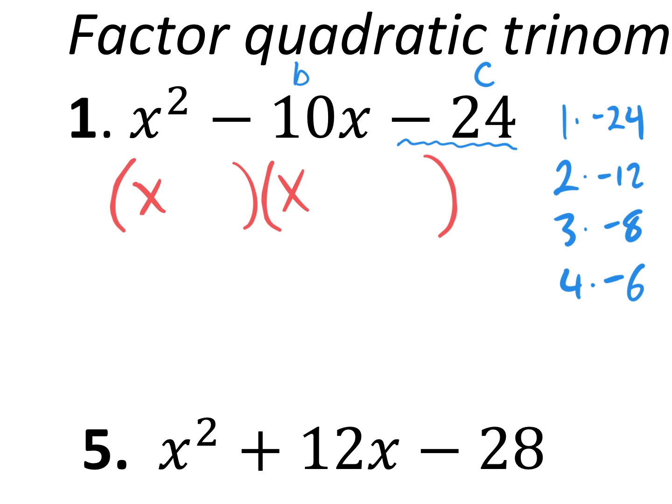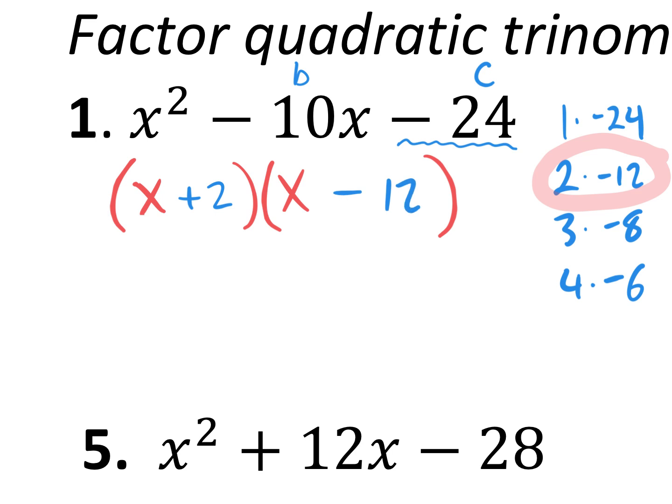And then from there, just start adding the values on your list. Instead of multiplying, add them. What is 1 plus negative 24? That's negative 23. Is that a negative 10? No, it's not. How about negative 12 and positive 2? If you add those together, you get negative 10. This is the right pair of numbers that we want. It's that simple, guys. And you don't want to change any signs. It works out perfectly. So we're just going to put a positive 2 and a negative 12, and you're done. Really, really easy.